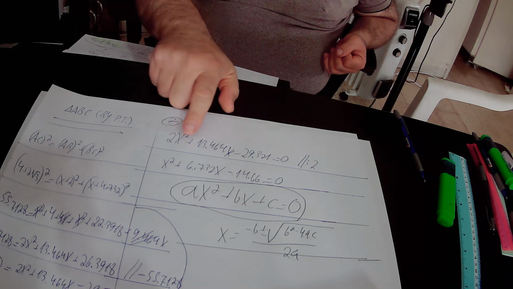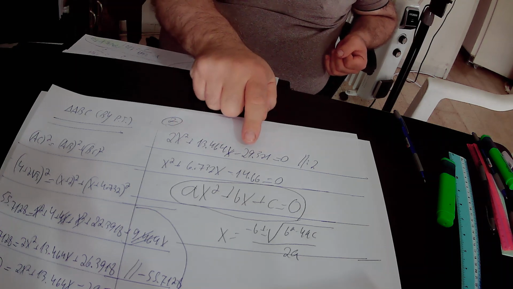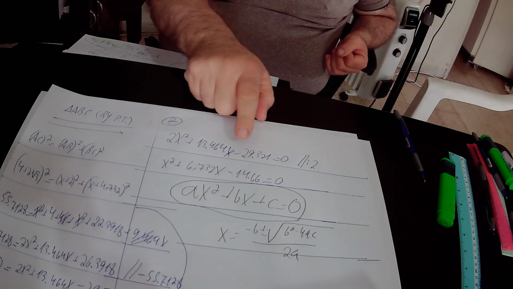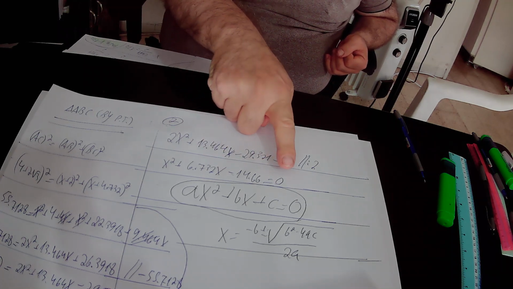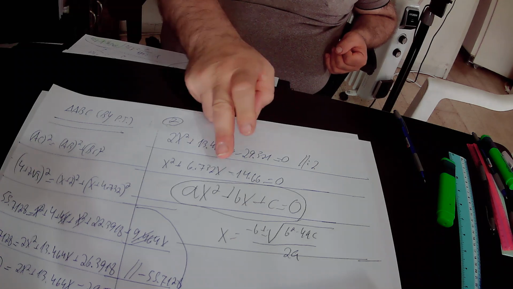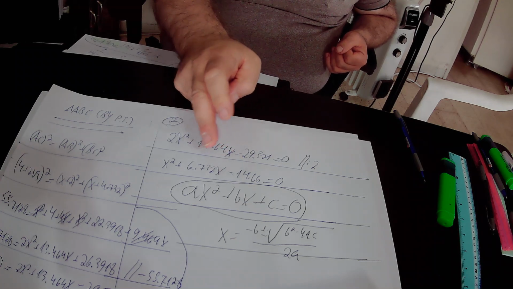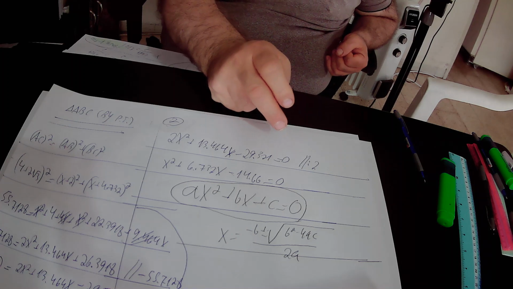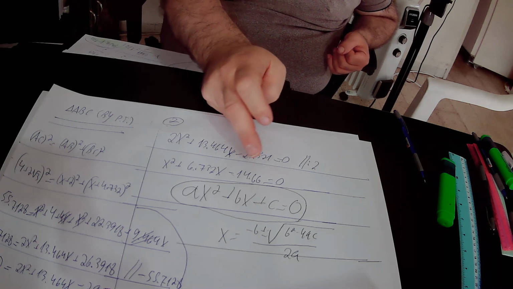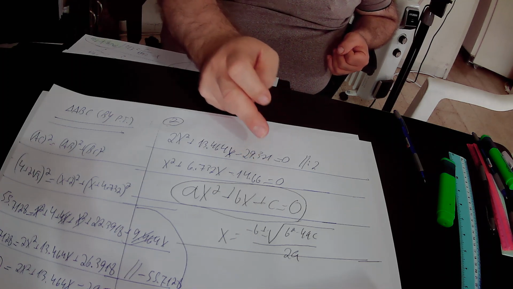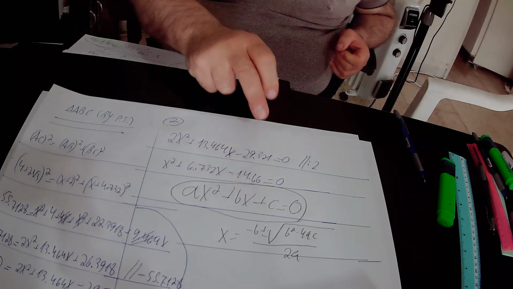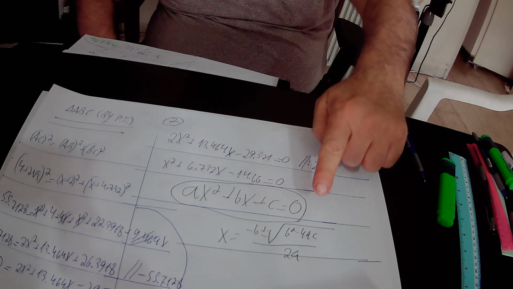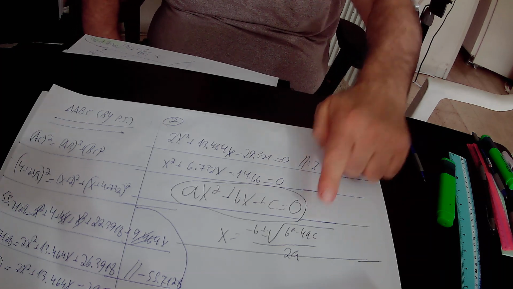So this is a quadratic equation, and the general form of a quadratic equation is ax squared plus bx plus c equals 0. In this general form, a, b, and c are the coefficients of the quadratic equation, and x is the variable that we are looking for. We find the value of x according to the following formula: x equals minus b plus or minus square root of b squared minus 4ac, over 2a.